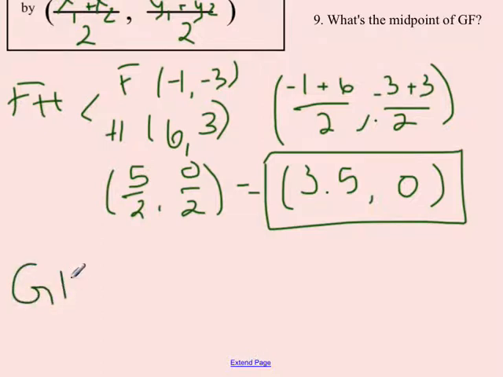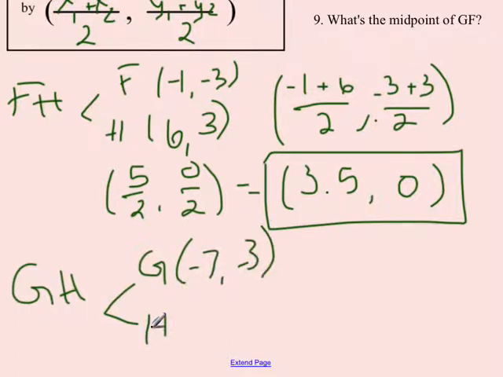Now let's take a look at GF. G is going to be at the point -7, -3. Goodness, this is my struggle. Welcome to my struggle. Let me pick my eraser. Okay, GF. And F is going to be at 1, -3.